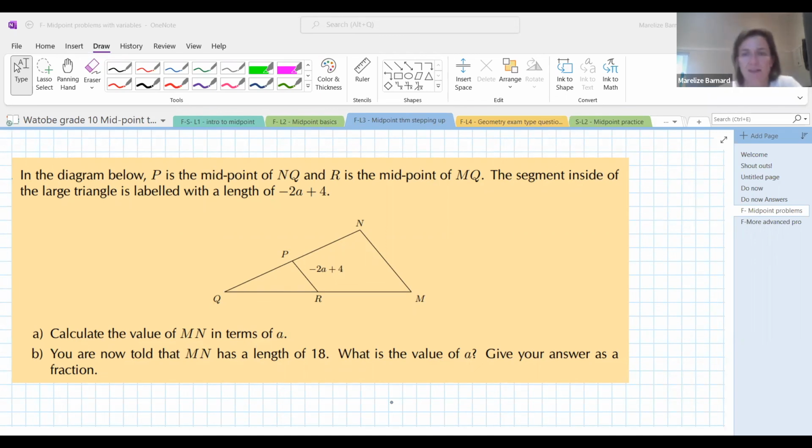Done. Okay, let's give it a few more seconds. For those of you who are done, you can go on to question B. You're now told that MN has a length of 18. What is the value of A? You can do that.